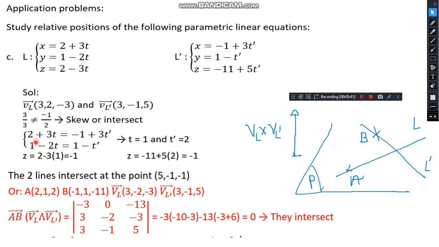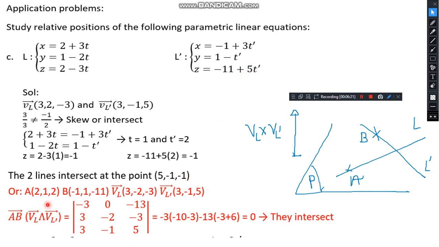To know, you have two methods. You can equate x, y with x, y. You find t and t prime by two equations, two unknowns. If you do it, you're going to get t is 1 and t prime is 2. You replace t by 1 and t prime by 2. If you have the same z, it means they intersect. Here you can see they have the same z, -1 and -1. If you replace t by 1, you get 5, -1, and -1. If you replace t prime by 2, you get -1 plus 6 minus 5, and 1 minus 2 is -1. -11 plus 10 is -1.